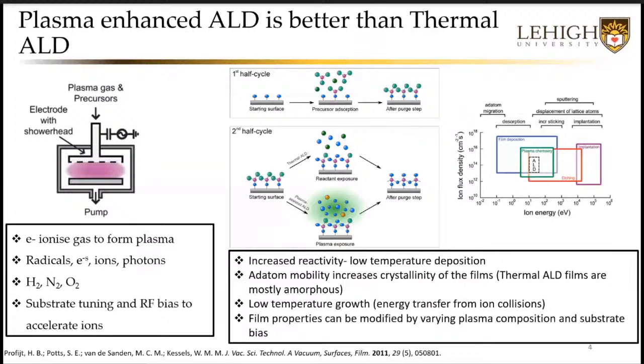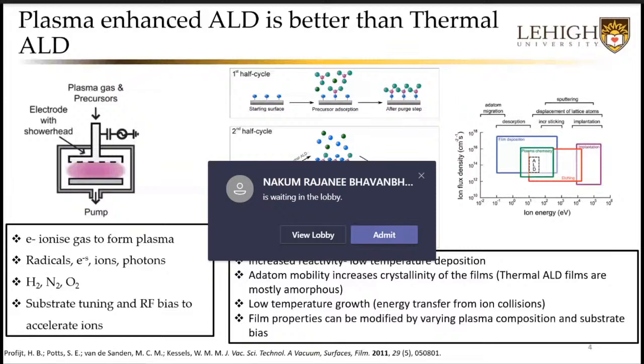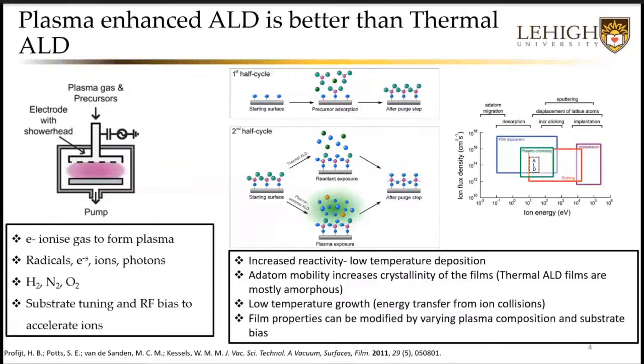The adatom mobility increases since the ions are impinging on the substrate with some energy. What this does is it crystallizes the film at a lower temperature than what you see in normal thermal annealing cases. If a material can be crystallized at 750 C, for example, you can see crystallization behavior at a much lower temperature than in the normal cases. As I said earlier, the growth can be done at very low temperature, and the film properties are usually modified by varying the plasma conditions.